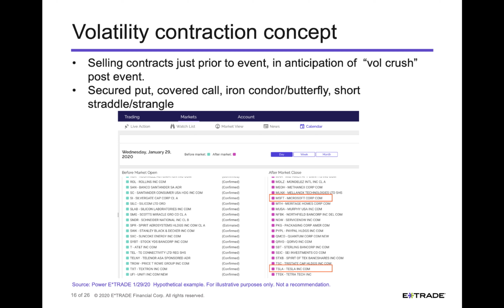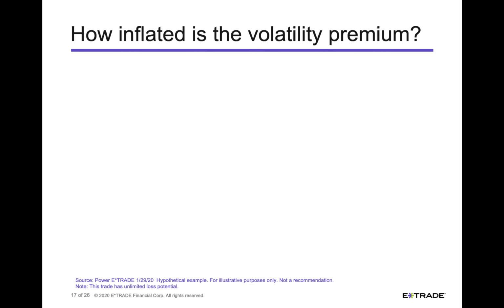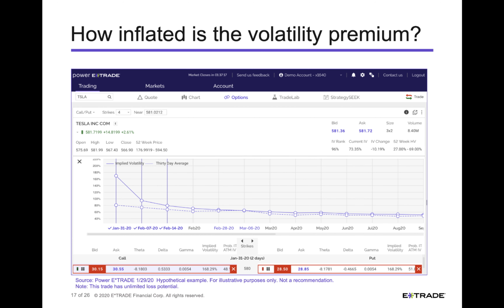So we've got two on the calendar here. We've got Microsoft and we've got Tesla. Now, just knowing what was going on with Tesla about this point in time and knowing that we had volatility much, much higher, Microsoft also had high volatility, but nothing nearly as high. If I'm going to trade a volatility contraction strategy here, I want something that has as much volatility expanded as possible, expecting a bigger contraction here. So the first question I'd have to ask myself is how inflated is the volatility premium?